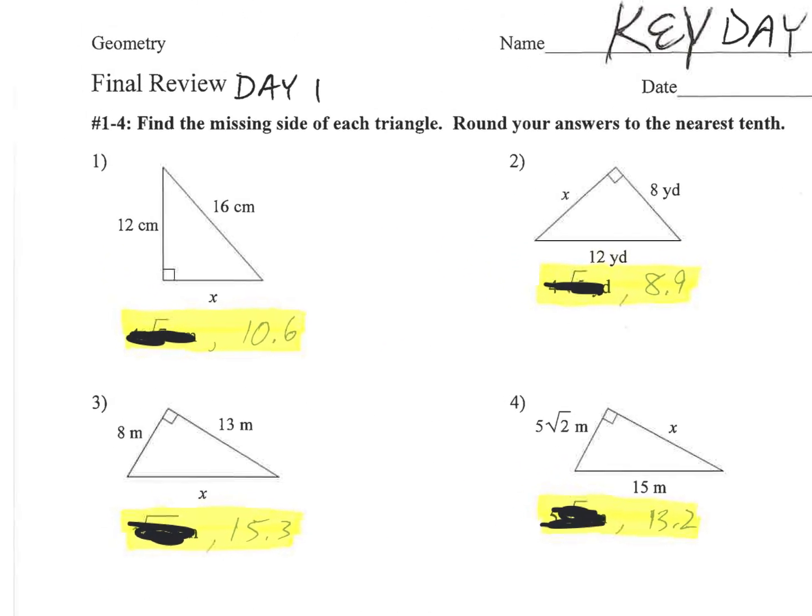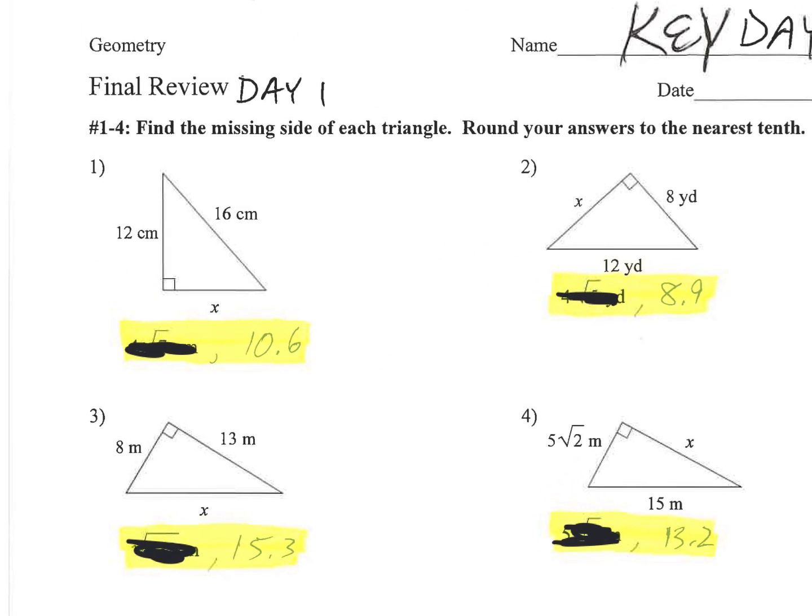Number 1, it says find the missing side of each triangle, round your answers to the nearest tenth. So I've got a right triangle and I'm missing one side. So if that's the case, I'm going to use Pythagorean theorem. A squared plus b squared equals c squared.